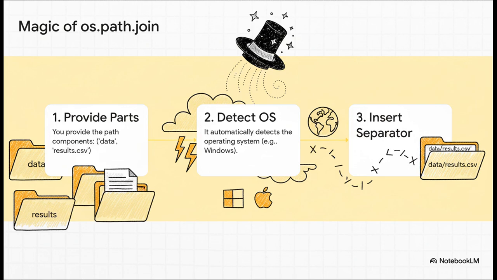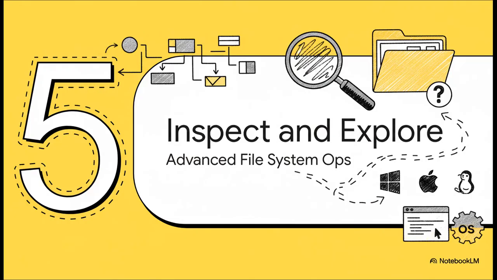And its magic is just so simple. You don't give it a full string. Instead, you just give it the pieces of your path as separate arguments, the folder name, the file name, whatever. It then looks at the operating system and it intelligently sticks them together with the correct separator. On Windows, you get backslashes. On a Mac or Linux, you get forward slashes. It just works.